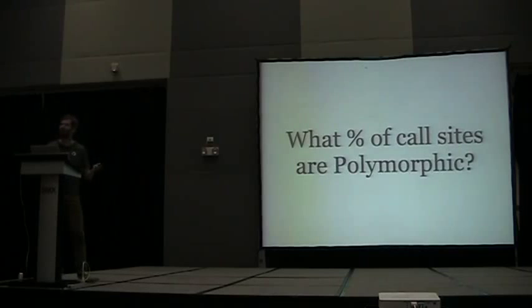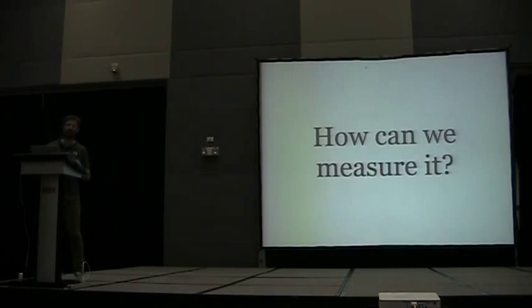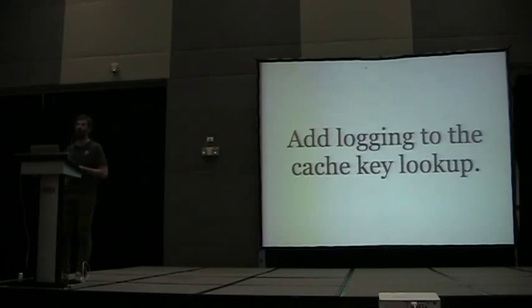How can we do this? How can we measure this? There's no way to do this in MRI. So what I did was I added logging to actually look at the point where we look up from that cache. So we'll say, all right, every time we try to look up a value, let's log that, and let's also log whether or not it was a hit or a miss, right?